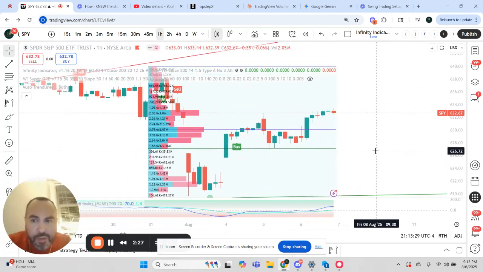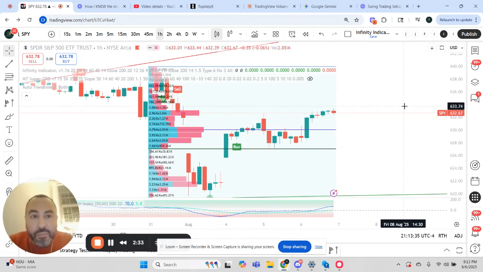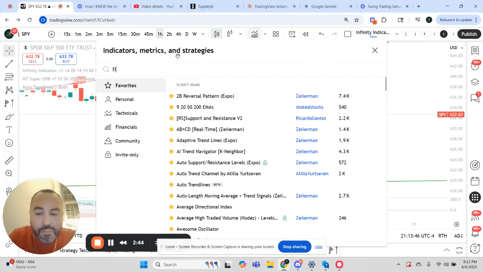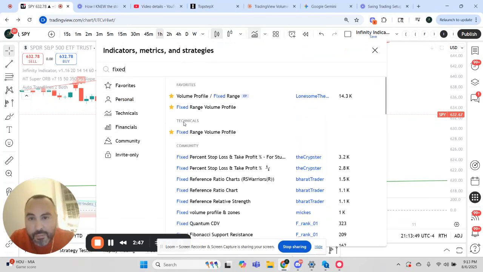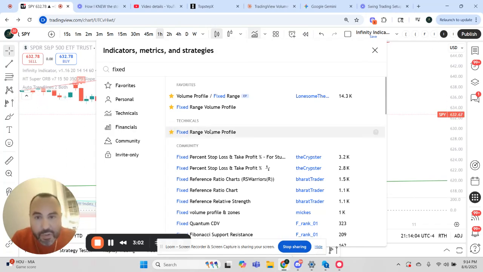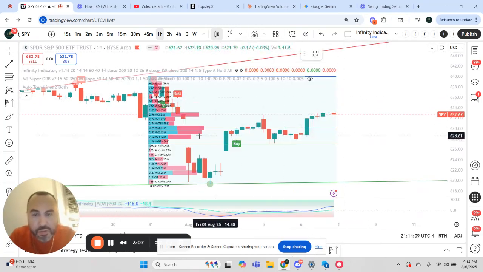And I'm going to tell you how to set up the fixed range volume profile. It's a free tool on TradingView. You can either type it in here, if you go to indicators and type in fixed range volume profile, you'll see it under technicals. Or you'll see it over here on the side under forecasting and measurement tools. So you're going to click on that.